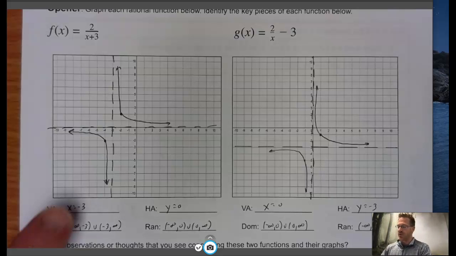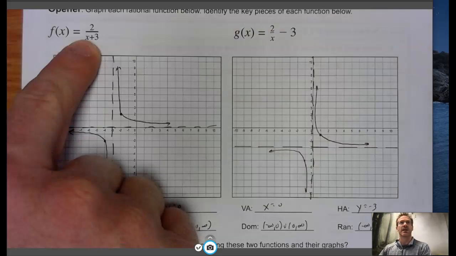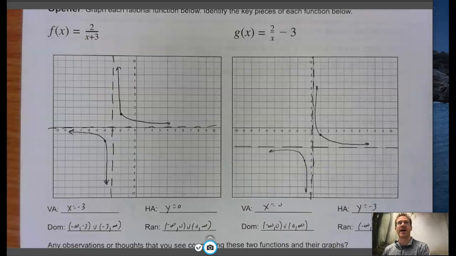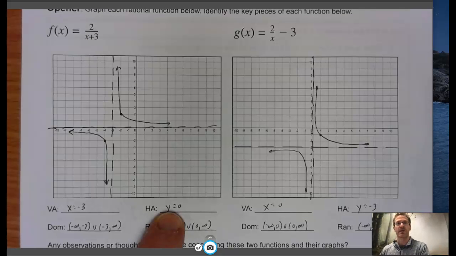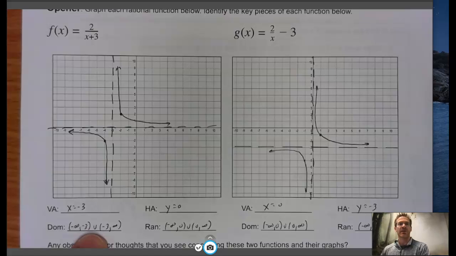If we look at the first one, we have a vertical asymptote at x equals -3. And notice our k value is 0, so our horizontal asymptote would be y equals 0. And so then our domain would be negative infinity to -3, and then -3 to infinity. And then our range would be negative infinity to 0, and then 0 to infinity.